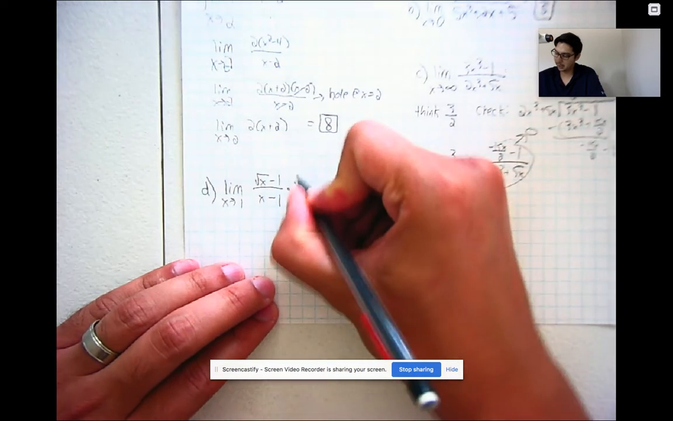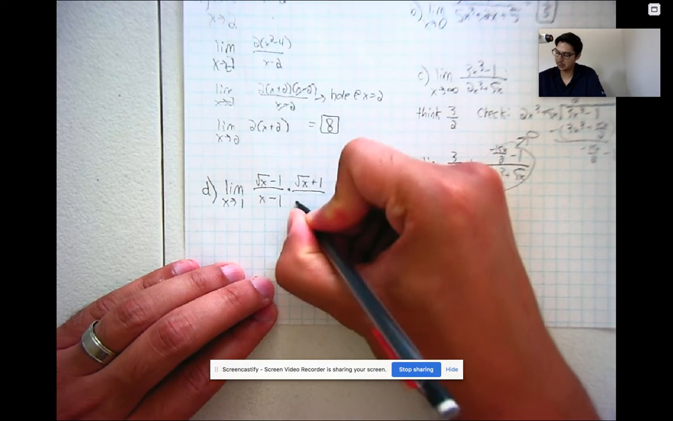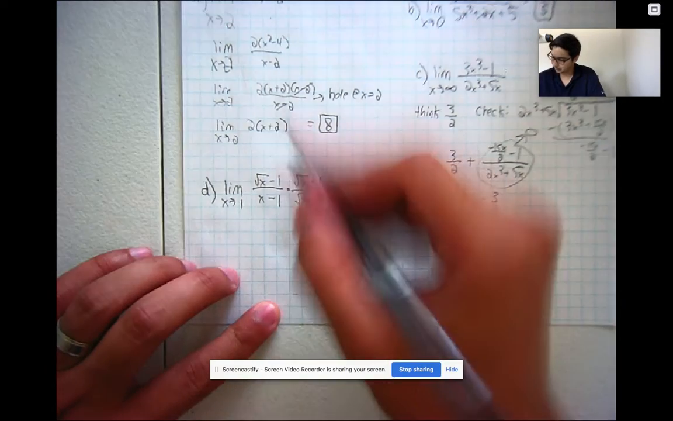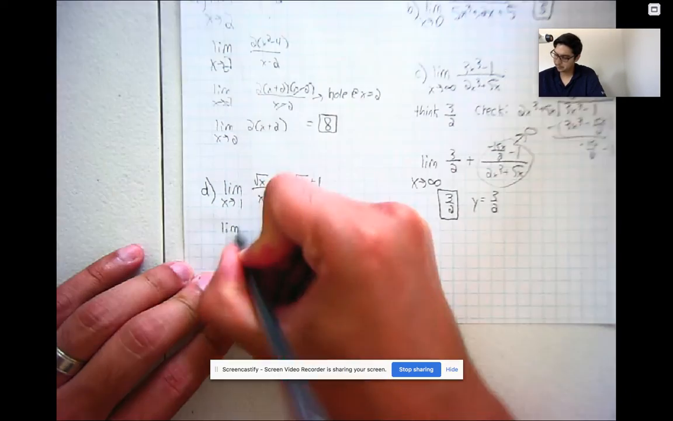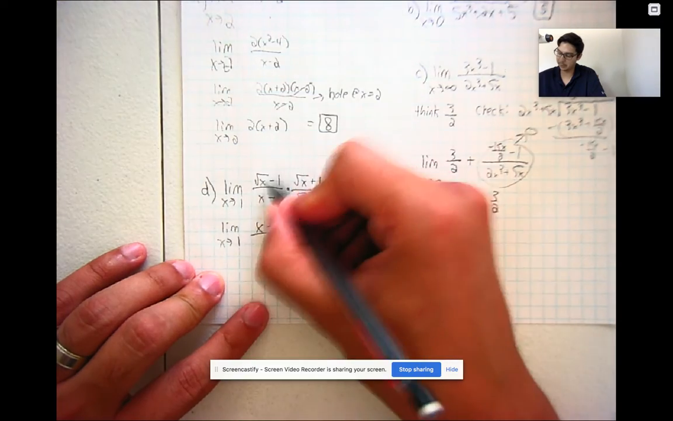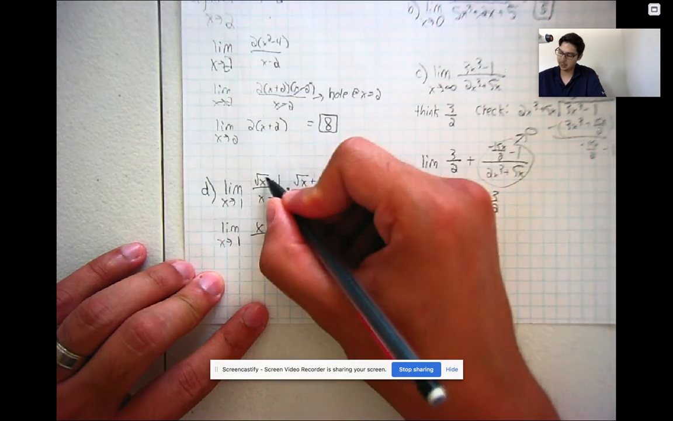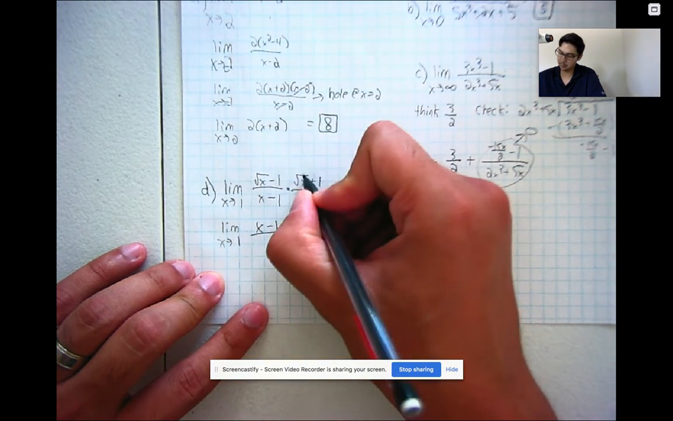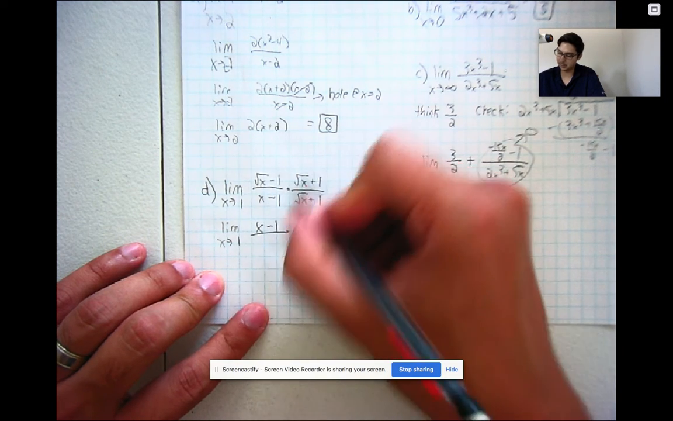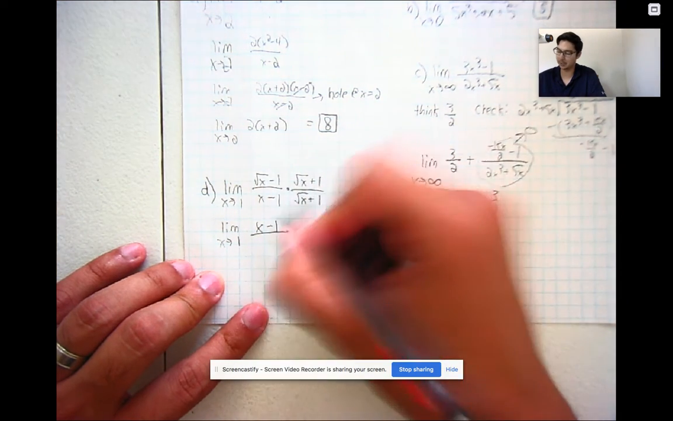So this is where you multiply by the conjugate, which would be the square root of x plus 1. Multiply that by top and bottom so you don't change the problem. What this will become is x minus 1 on top, because the square root of x times the square root of x is x. The positive square root of x that gets multiplied there will cancel out with the negative square root of x that gets multiplied there, and negative 1 times positive 1 is negative 1.